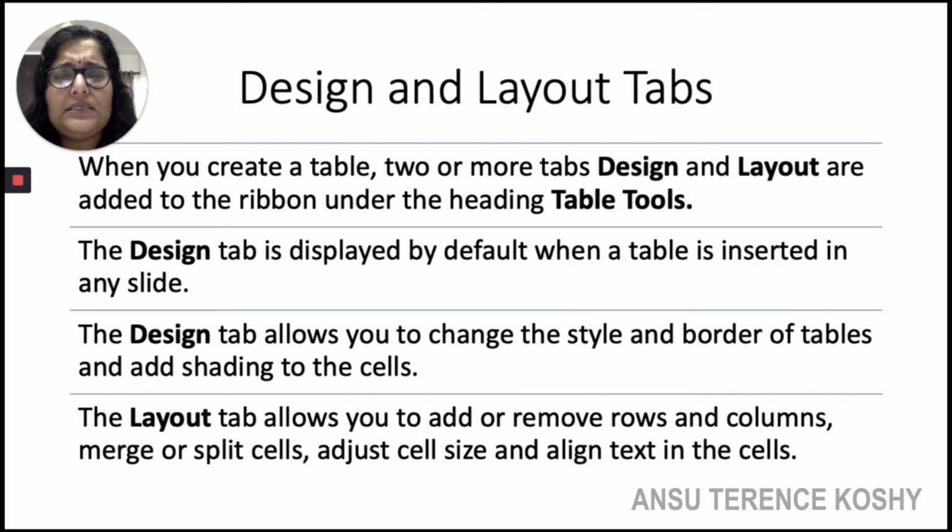When you make a table in your slide, two tabs appear at the same time. They are the Design and Layout tabs. They come under Table Tools. The Design tab is used to beautify your table. It changes the borders as well as the shading of the cells. But the Layout tab is used to add more rows and columns to your tables, to merge or split, to join cells together or to separate cells, adjust the cell size and also to align text in the cells. All these are done by the Layout tab.